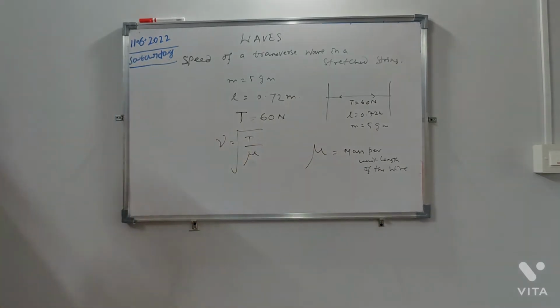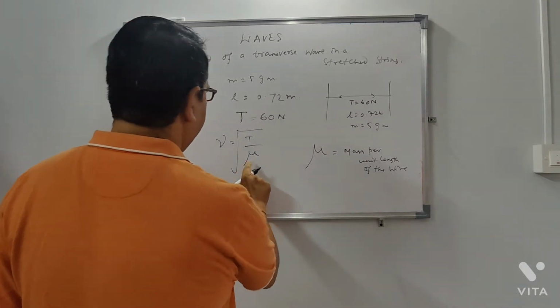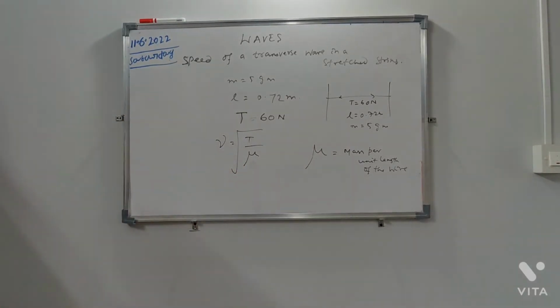This you have to remember. Just remember the formula. The speed of the transverse wave in a stretched string under tension is root of T by nu. T is the tensile force and nu is nothing but mass per unit length.